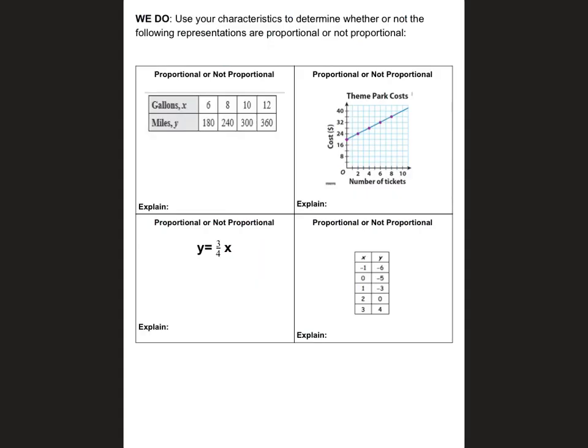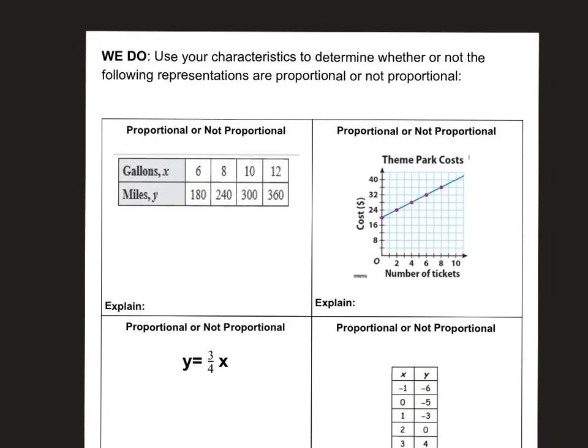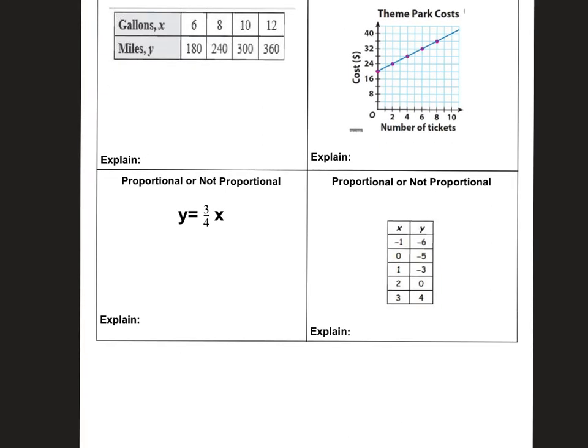So you work on this assignment here. I'm giving you a table. So use your characteristics to determine whether or not the representations are proportional or not. Again, if I give you a table, what's your job? Go back and look at your characteristics. What should you be doing with each of your ratios, right? You should be dividing. If I give you a graph, what are you looking at? Where does the graph start? If I give you an equation, what type of equation should you have? A one-step or a two-step? If I give you a table, what should you be doing with your x and y coordinate?